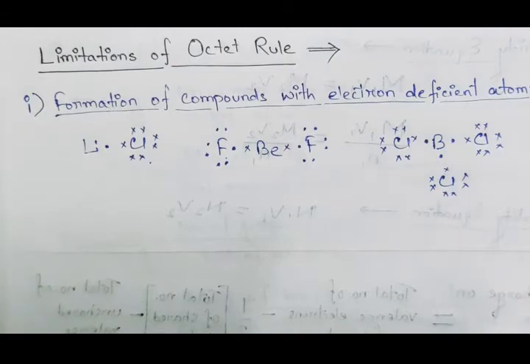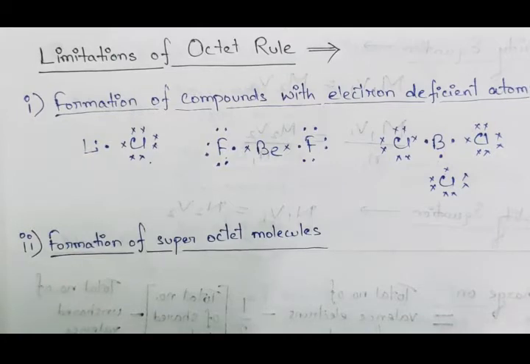That means in these cases the compounds are electron deficient, meaning the central atoms are electron deficient atoms, and this is the limitation of the octet rule, that despite being electron deficient, they are stable compounds. That means the octet is not achieved here, still the compounds are stable. For the next case we can take the example of superoctet molecules.